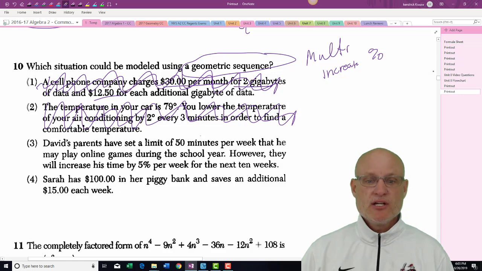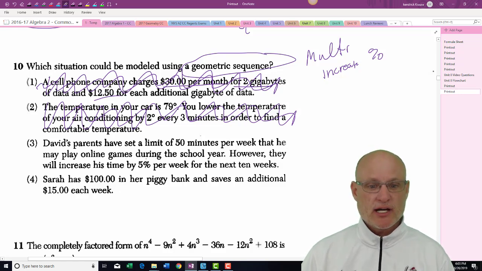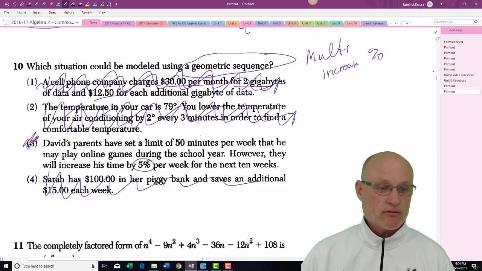David's parents have set limits, 50 minutes per week that he may play online during school. However, they will increase his time by 5% per week for the next 10 weeks. Anytime you increase by a percent, that looks like a really good one for geometric, and I think that's the right answer. Sarah's $100 in piggy bank and saves an additional $15 per week. So there's our winner. Anytime you increase by a percent, that's going to be geometric.